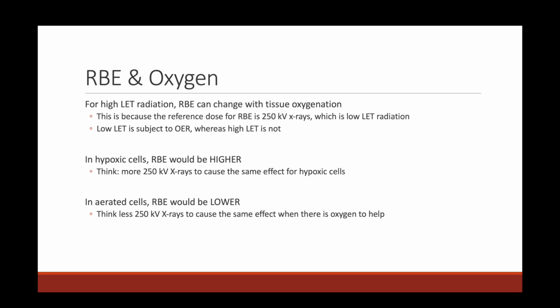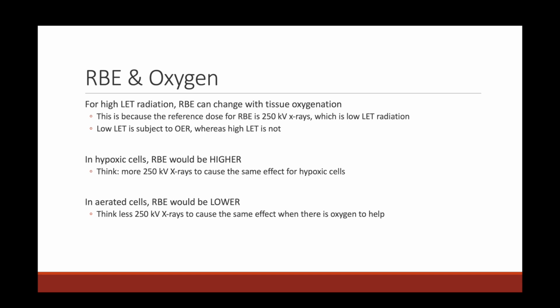For aerated cells, however, the RBE will be lower because again, the denominator is constant for high LET radiation, but then the numerator is 250 kV X-rays. And when we have some oxygen around to help, in aerated cells, the 250 kV X-rays that we need are going to be fewer. We're going to need less dose of 250 kV X-rays. So that is why for high LET radiation, the RBE is really subject to tissue oxygenation.